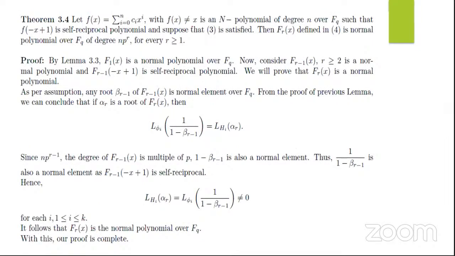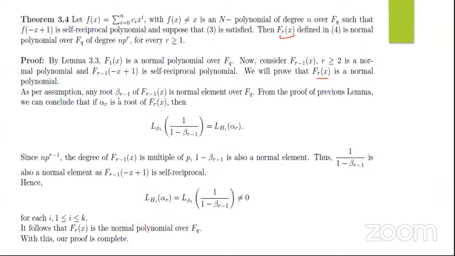Next, for a normal polynomial f of x with f of minus x plus 1 a self-reciprocal polynomial, we'll prove that this sequence is a sequence of normal polynomials of degree n p raised to power r. Again, we will prove this theorem by method of induction. Since f1x is normal, we consider that fr minus 1 for r greater than or equal to 2 is a normal polynomial, and we'll prove that frx is a normal polynomial.